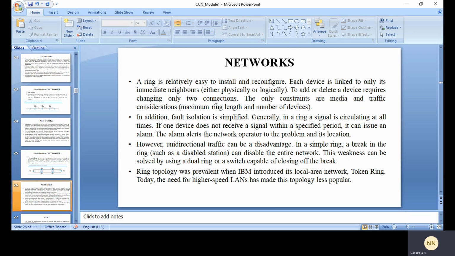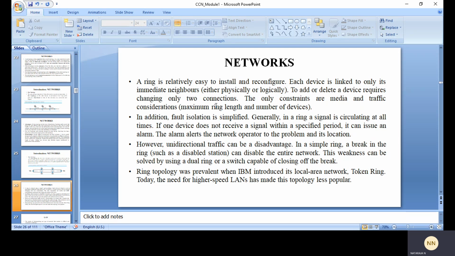Generally in a ring topology, a signal is circulating at all times. If one device does not receive a signal within a specified period, it can issue an alarm. The alarm alerts the network operator to the problem and its location. However, unidirectional traffic can be a disadvantage.